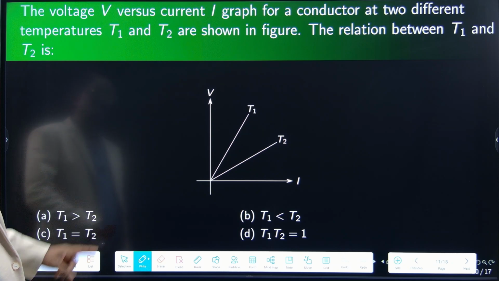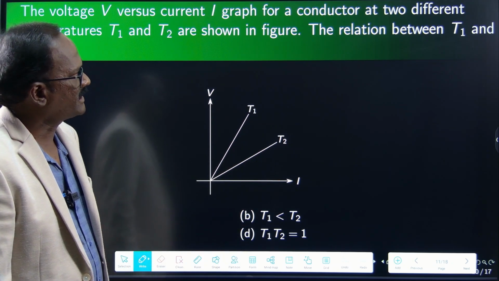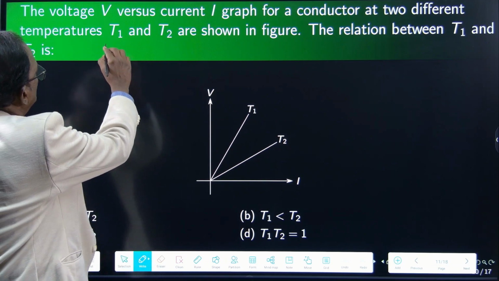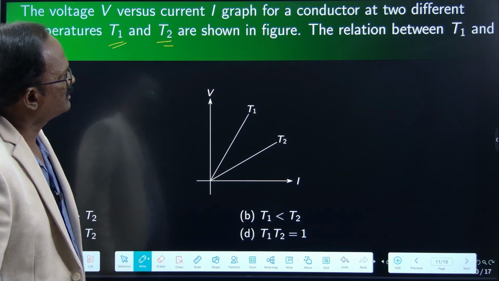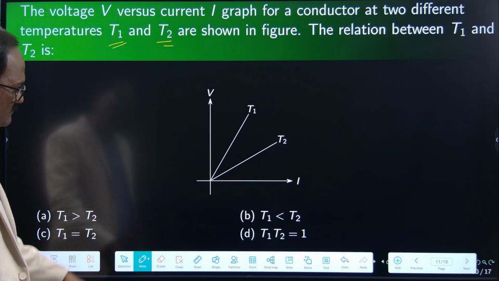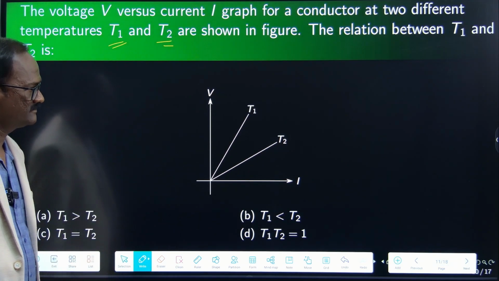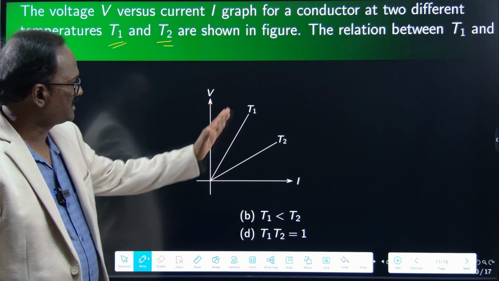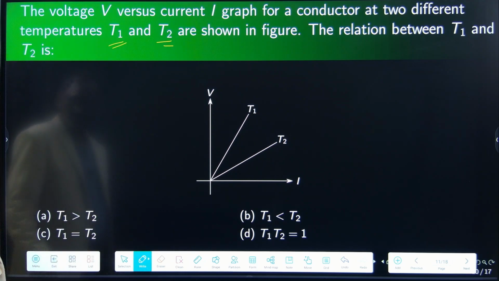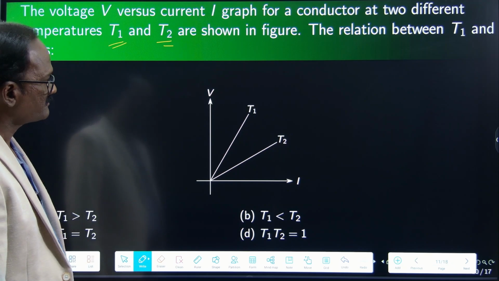The voltage V versus current I graph for a conductor at two different temperatures T1 and T2 are shown in the figure. The relationship between T1 and T2 is what? V versus I. So for T1 the graph goes this way, for T2 this graph goes this way. The question is what relation they are making, T1 and T2.